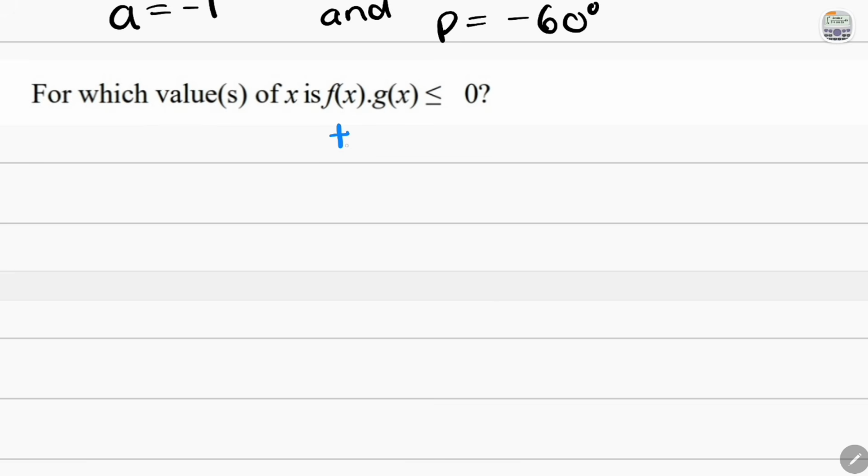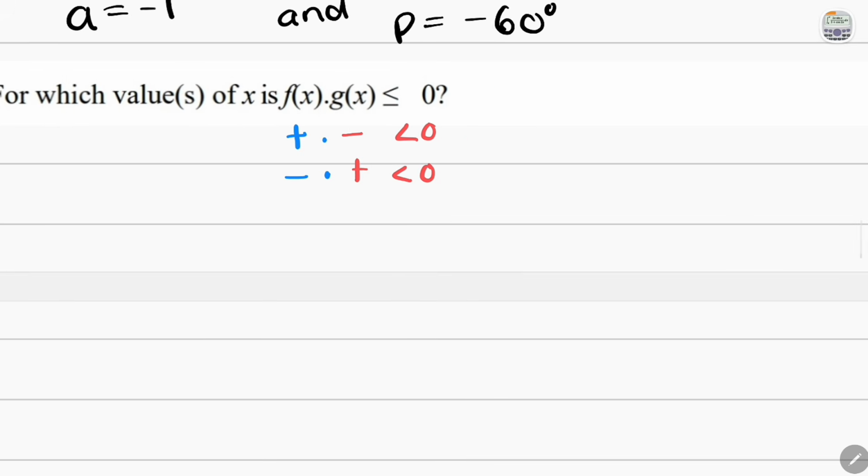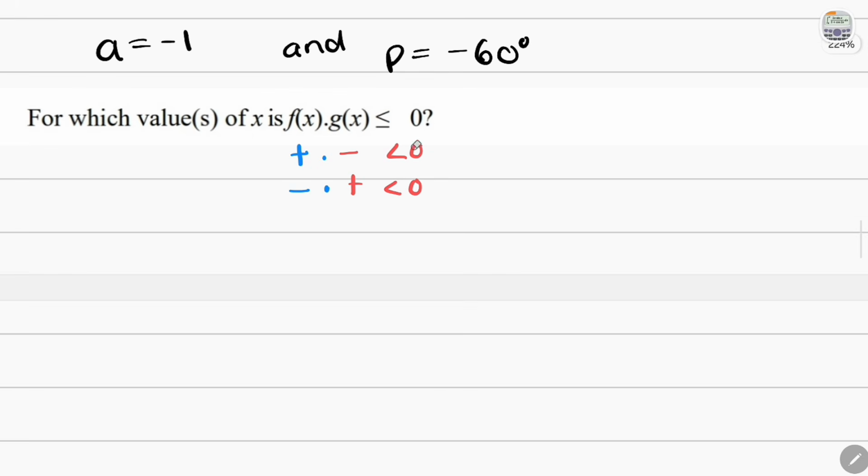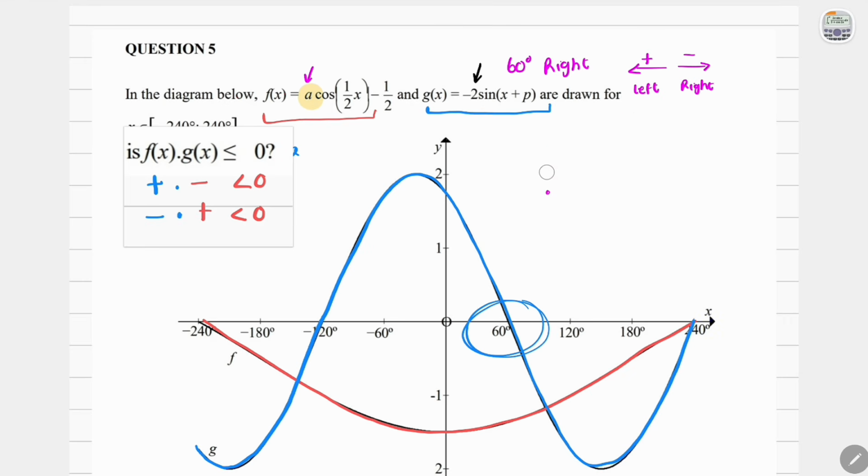If the y values of f were positive and you multiply them by the y values of g, which were negative, then they would give you a negative, a value less than 0. If the y values of f were negative and the y values of g were positive, they would also give you a negative. And if either one of them were equal to 0, they would give you equal to 0. So this is what we are looking for. Let me pin this and let's see if we can find this in the diagram. Okay, so this is what we have.